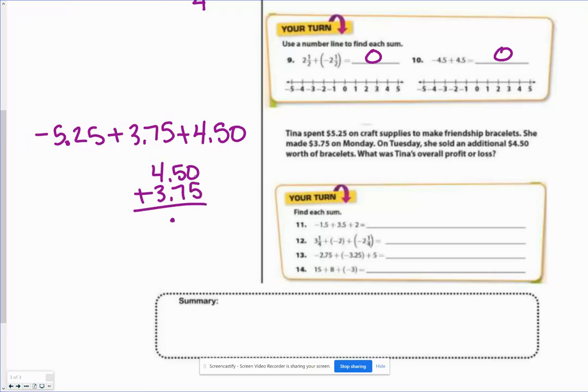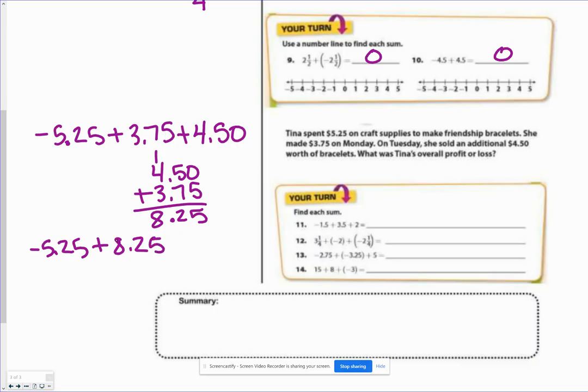Put a decimal down. 0 plus 5 is 5. 7 plus 5 is 12. Here's the 1. 4 plus 3 is 7, plus 1 is 8. 8.25 is how much she's made. But what else did she have to do? She had to spend $5.25 plus the money she made, $8.25.